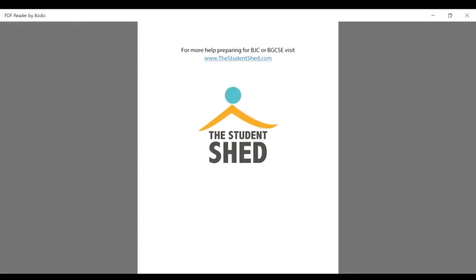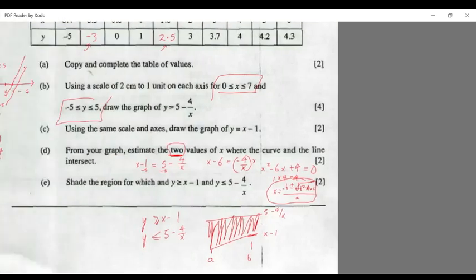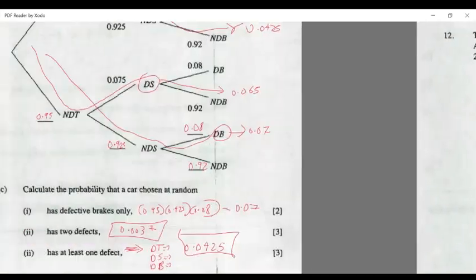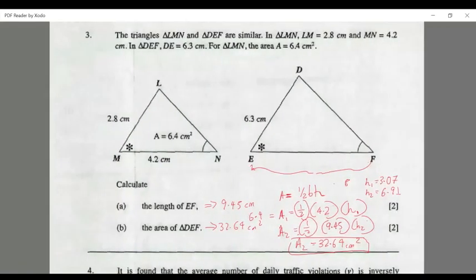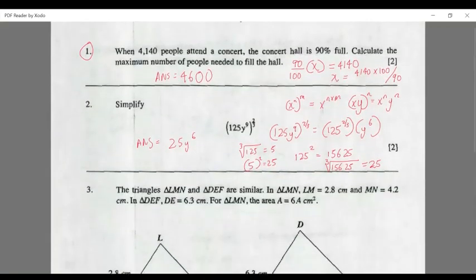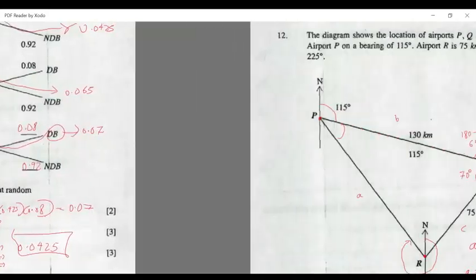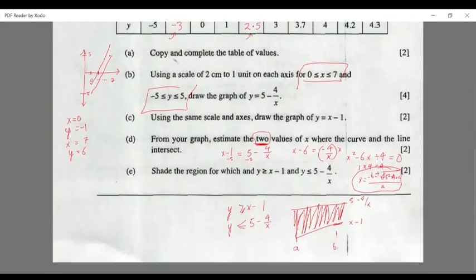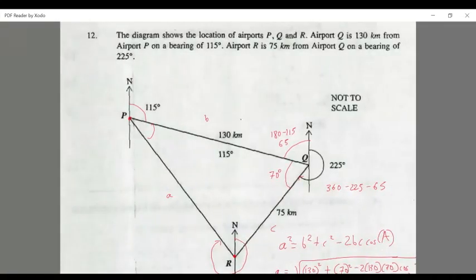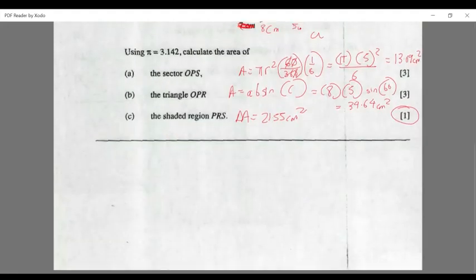I'll probably just try to do a chemistry or physics one next, and try to test myself a little bit. Shout out to the Student Shed for providing these BGCSE examinations. But this is actually very interesting, retesting these concepts.